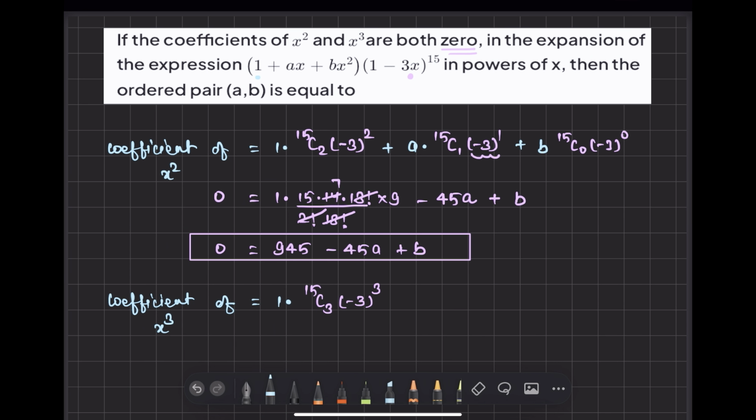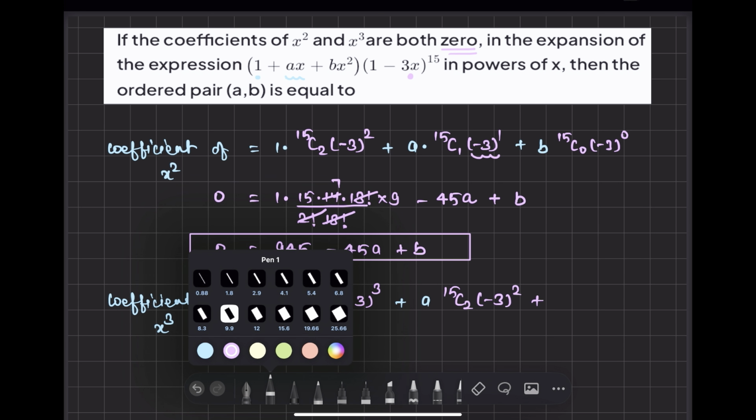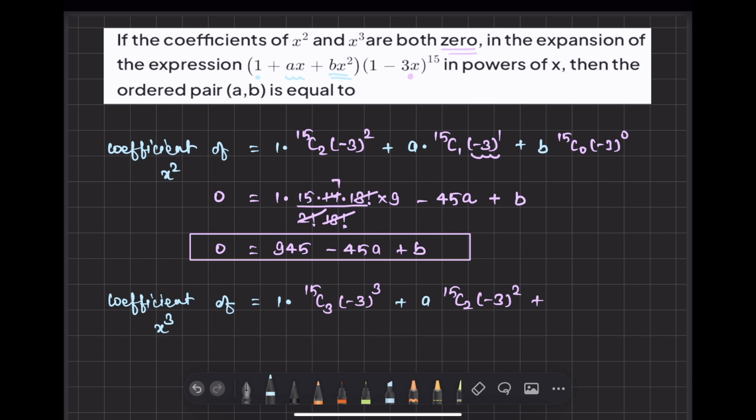Plus, I want this person to fight. So he will fight with whom? He will fight with the person who has power 2. So it is 15c2 times minus 3 power 2, plus I want this person to fight. So he will fight with whom? He will fight with the person who has x power 1. So 15c1 times minus 3 power 1. Okay, now let's do the simplification part.